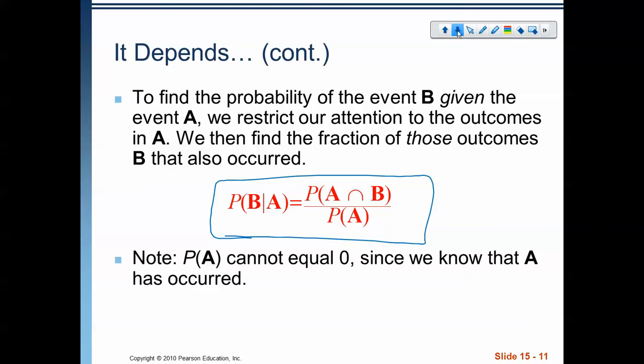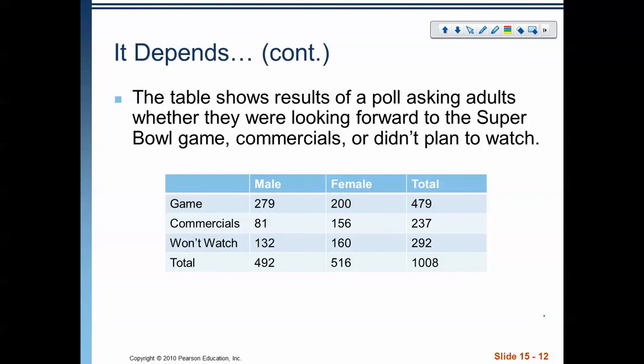Now let's look at an example of this. The table down below here shows the results of a poll asking U.S. adults whether they were looking forward to the Super Bowl, and whether it was the game, the commercials, or they didn't plan to watch. And you can see that they blocked this by male and female, so that we can see maybe differing results between males and females.